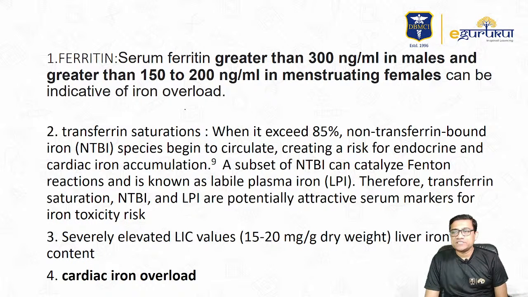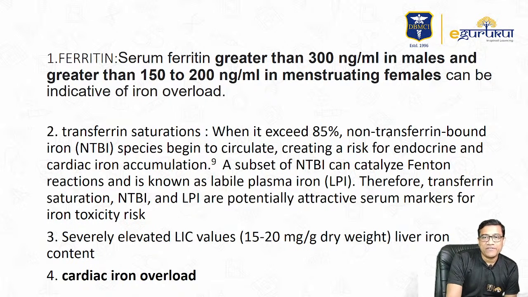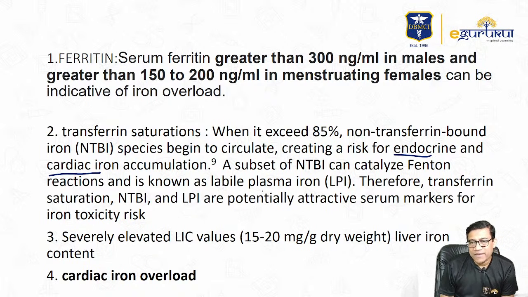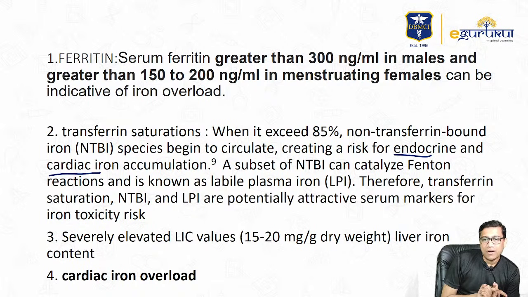Then transferrin saturation, when it exceeds 85, non-transferrin bound iron, that is NTBI, starts to circulate, and that is now accumulating where? In the endocrine and the cardiac tissue, and that is done by labile plasma iron. Clear? So that is the case. So we can use what? Labile plasma iron, then non-transferrin bound iron, and also transferrin saturation.